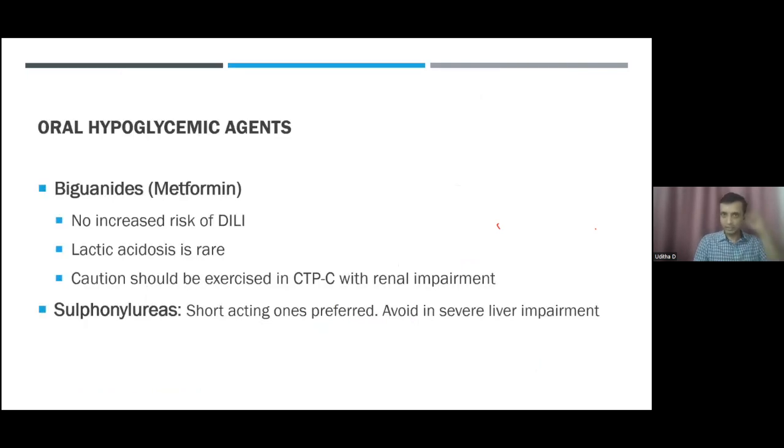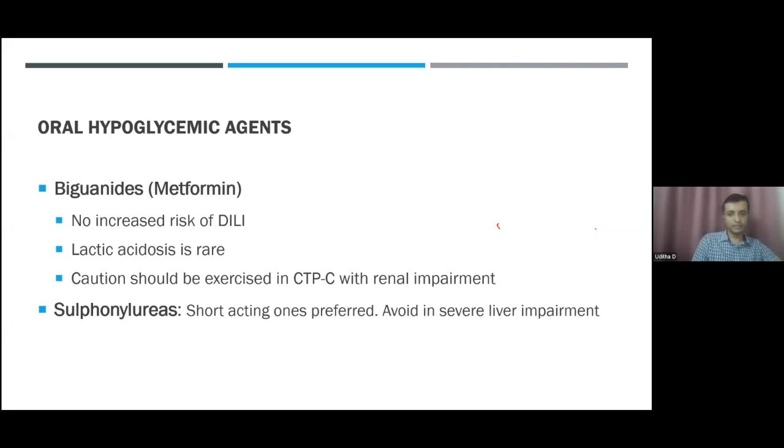And another important area is oral hypoglycemic agents. Metformin again is a time-tested drug. It's been used for a long time, and it was again a drug that was avoided in patients with cirrhosis. But now the evidence says that there is no increased risk of drug-induced liver injury, and lactic acidosis is extremely rare, especially in patients with Child's A and Child's B cirrhosis. But of course, you should be cautious in patients with Child's C, and especially with patients with ascites and renal impairment. That is an area where you need to be cautious. I suppose that's an area where you need to be cautious with any drug.